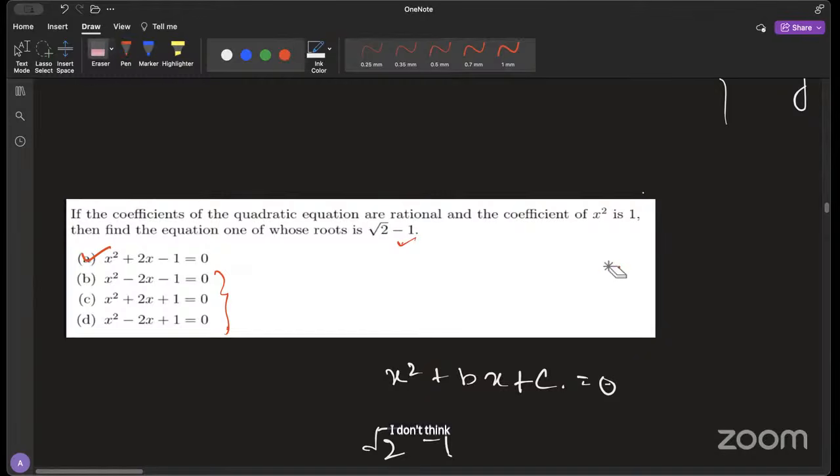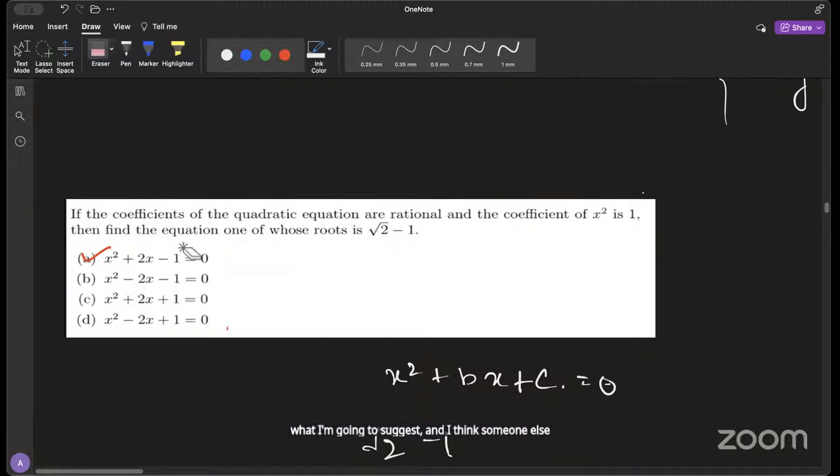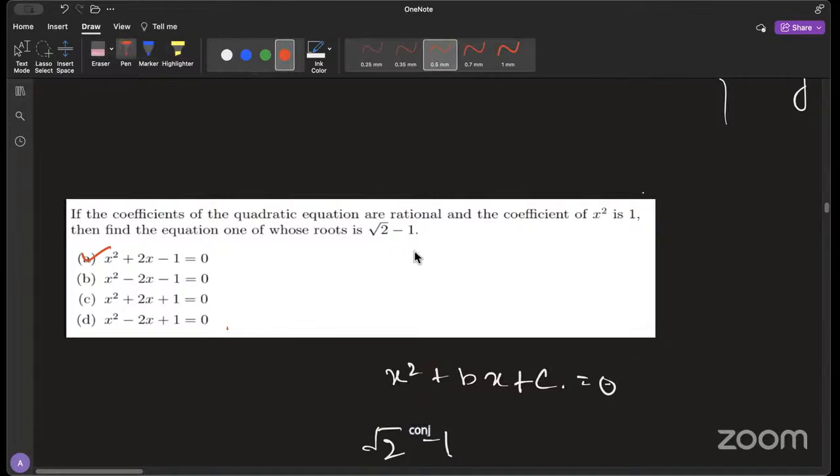Okay. I don't think there has, or what you can do is, because this is a quadratic function, and that's the only reason why this is going to work here. What I'm going to suggest, and I think someone else already suggested it, is that if you don't want to get into the conjugate things, you can put this thing in each of these and test which one of these is satisfied by this.